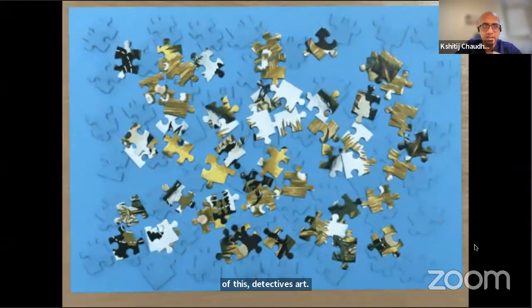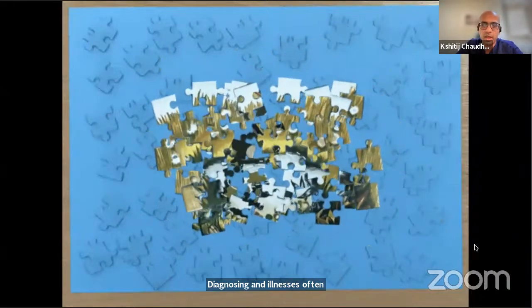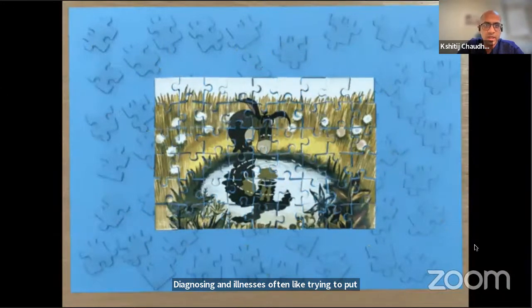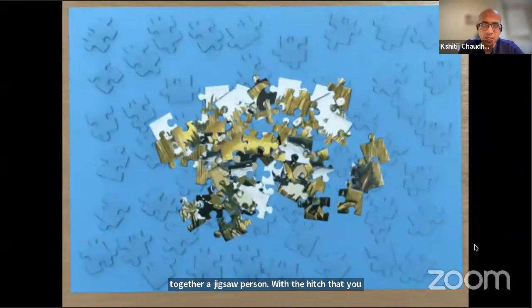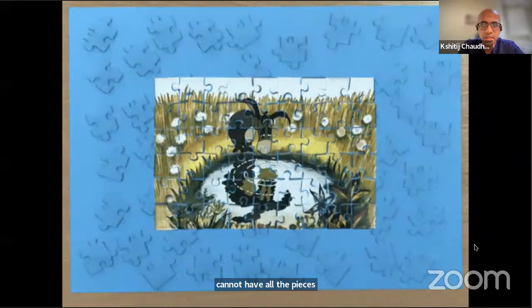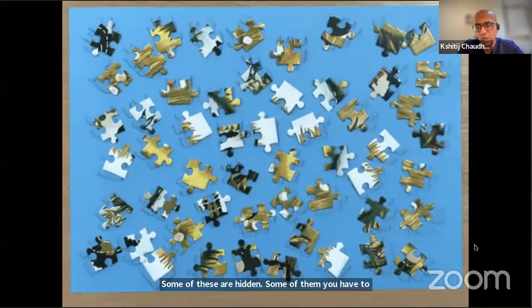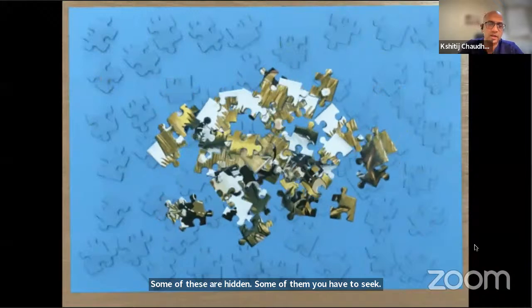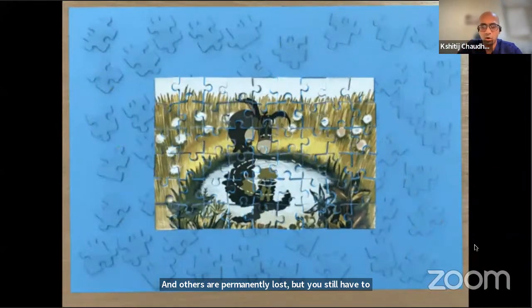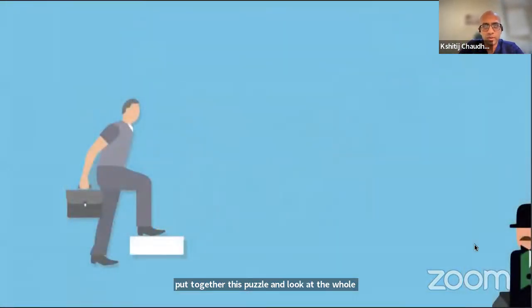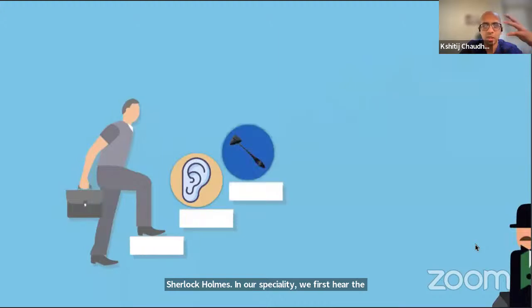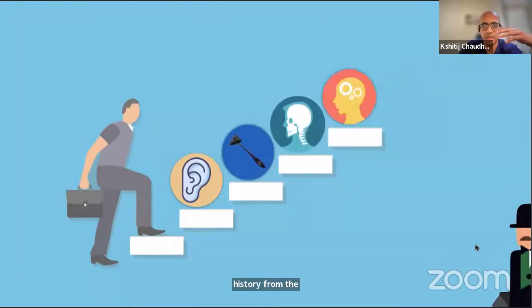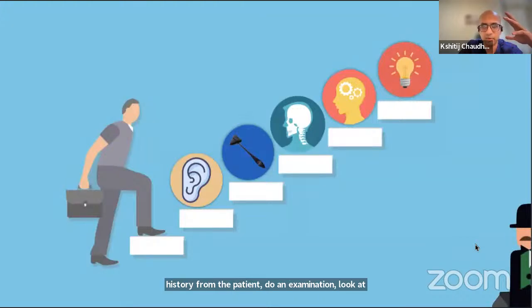Diagnosing an illness is often like trying to put together a jigsaw puzzle, with the hitch that you cannot have all the pieces. Some of these are hidden, some of them you have to seek, and others are permanently lost. But you still have to put together this puzzle and look at the whole picture. And you have to do this in a systematic approach like Sherlock Holmes. In our specialty, we first hear the history from the patient, do an examination, look at the imaging, think of a diagnosis, and come up with a plan.